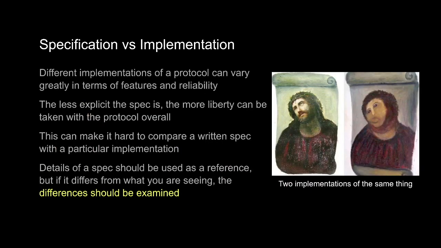And so specs versus implementations, I've mentioned this a bunch of times, but essentially what it boils down to is that different implementations of a protocol can vary greatly depending on who wrote them and why they wrote them, in terms of both their features as well as their reliability. The less explicit the actual spec is, the more liberty can be taken by the people implementing it. That can make it harder to compare what the spec is supposed to be with the particular implementation, and the details of a spec should really only be used as a reference. I kind of take it all with a grain of salt.